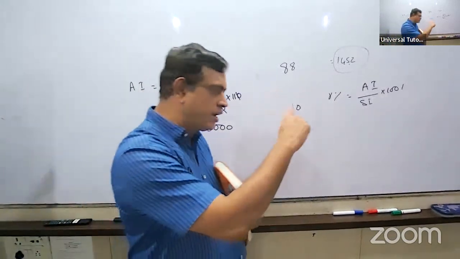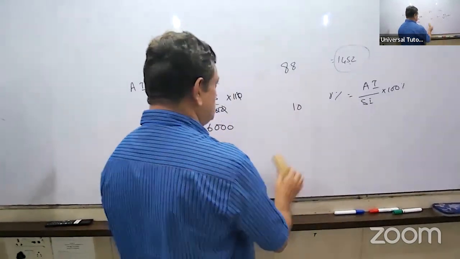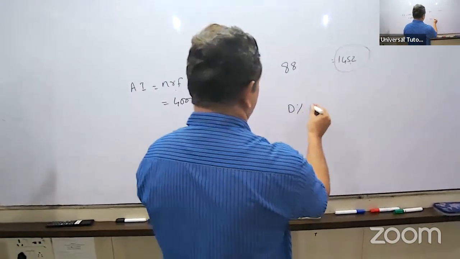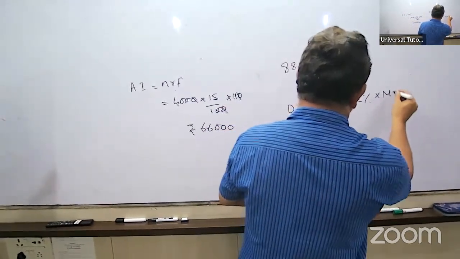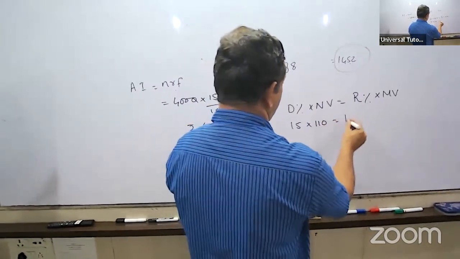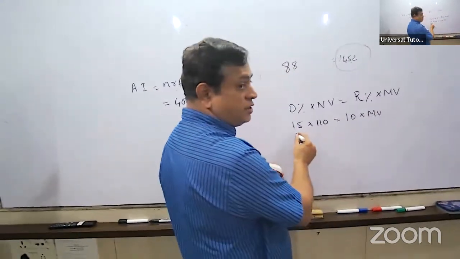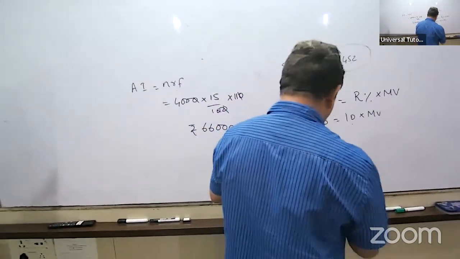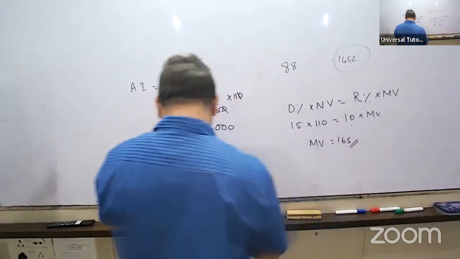If you want, the direct method is sum invested divided by number of shares. Or directly, the next formula is given: rate of dividend into nominal value is equal to return percent into market value. So dividend percent is how much? 15 into 10. If you write here by 100, here also put by 100. Therefore, the answer is coming here. MV is equal to 165.